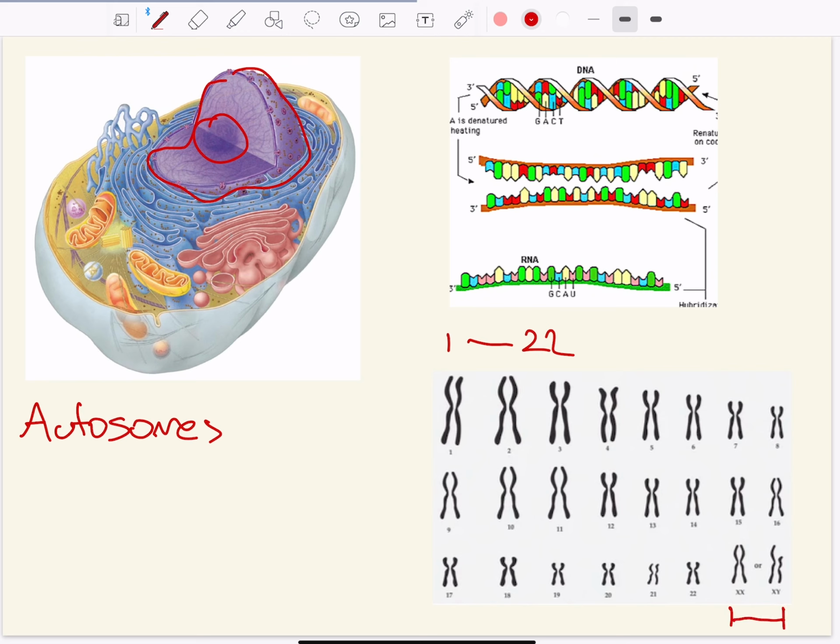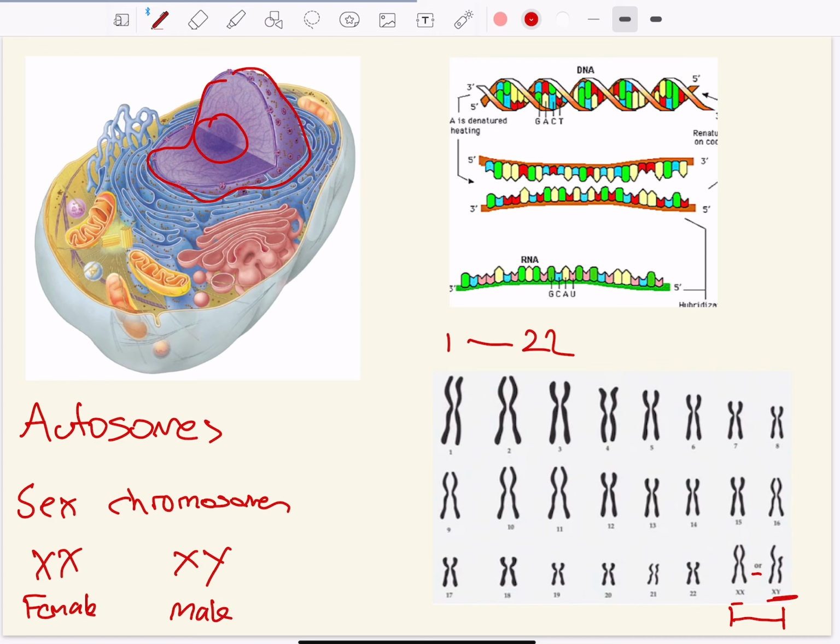Now, please see that it says 'or', which means you've got two options for the chromosomes at this end, which are the sex chromosomes. So here you can see XX. So these would be your sex chromosomes. Okay, so XX would be a genetic female or biological sex female. And XY would be biological sex or genetic sex male. All right, so that's your sex chromosome. And as you can see, you've only got one pair here, whereas autosomes, you've got 22 pairs.